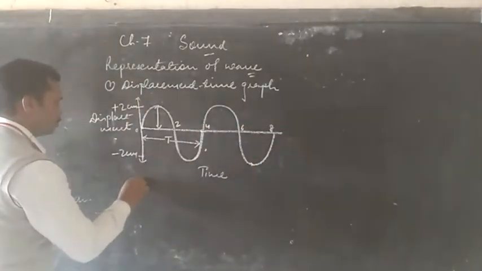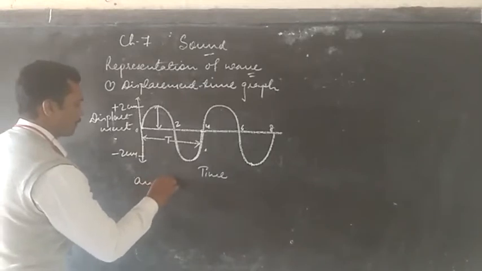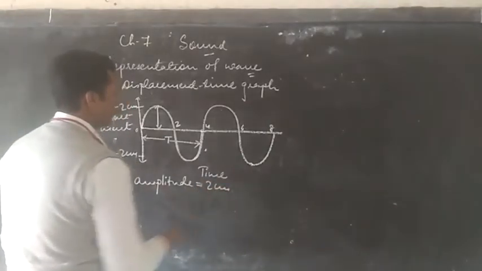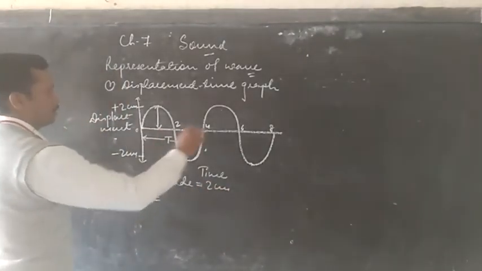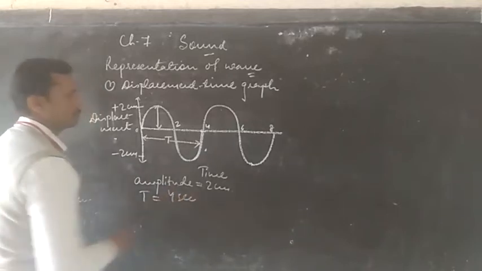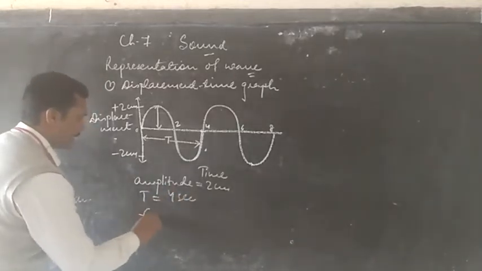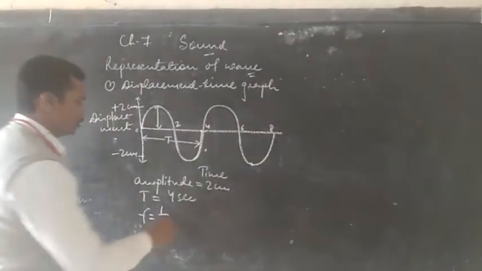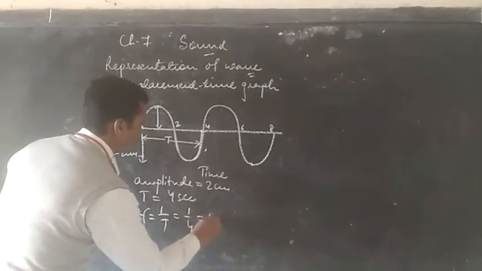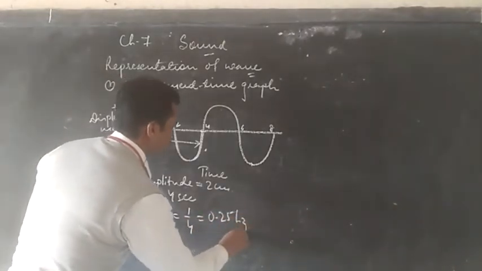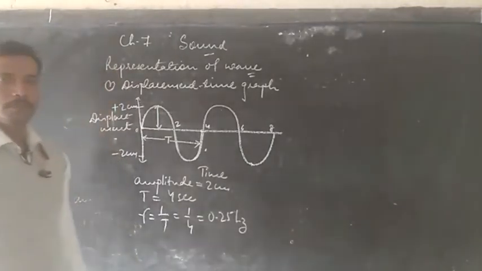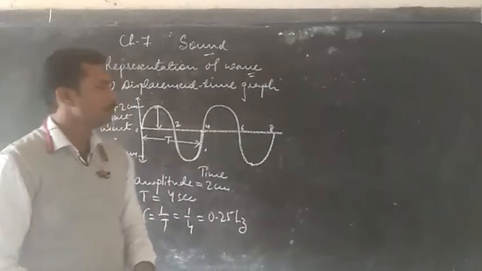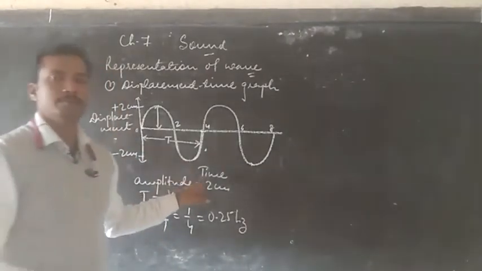So here the amplitude is 2 centimeter, and the time period is 4 seconds. So the frequency can be taken as, because frequency we know is the reciprocal of time period, 1 upon 4, which is equal to 0.25 Hertz. So all this information we can collect from this wave, which is the displacement against the time.